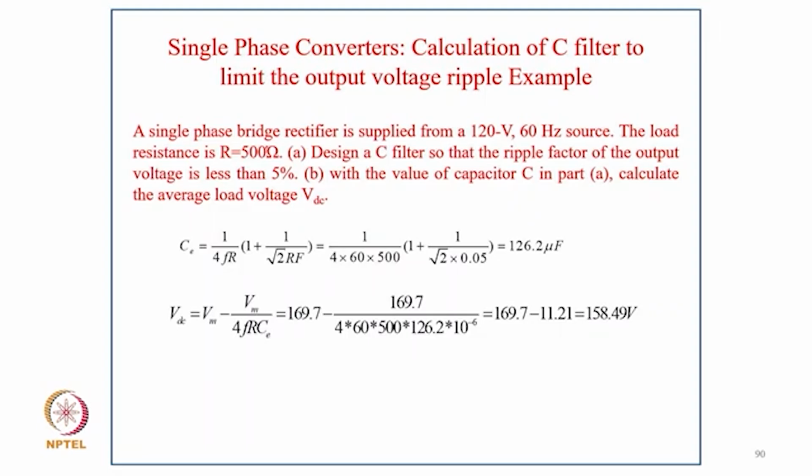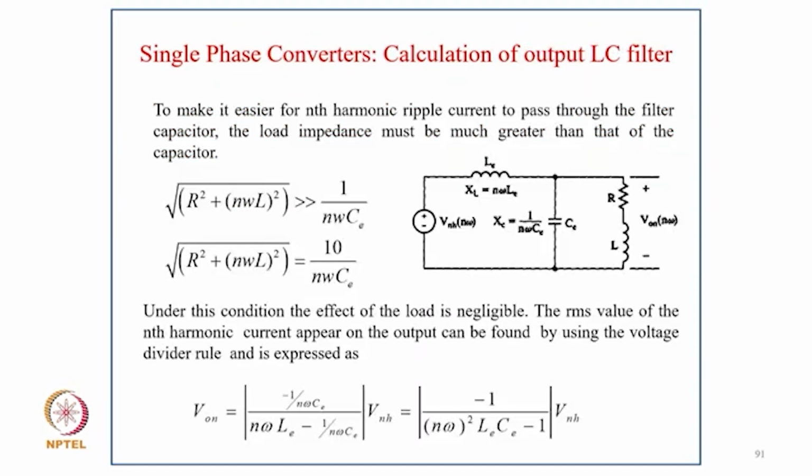So C equal to 1 upon 4fR in bracket 1 plus 1 upon root 2 RF, and putting the values it comes 126.2 microfarad, and the Vdc equal to Vm minus Vm upon 4fRC, and putting the values it comes like 158.49 volt. So now coming to calculation of output LC filter.